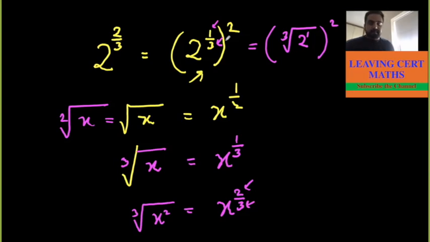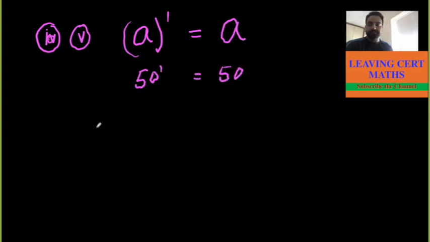Okay. Now the fourth thing is, we have done 3 of them. This is the fifth, I think. The fifth one is, any number to the power 1 is the number itself. So 50 to the power 1 is 50, right?